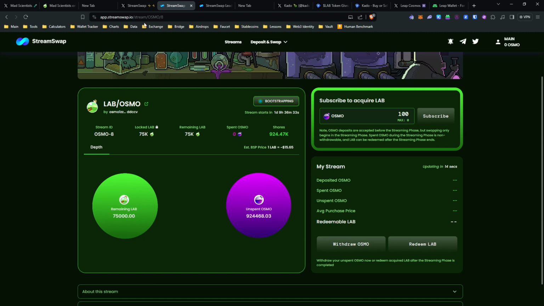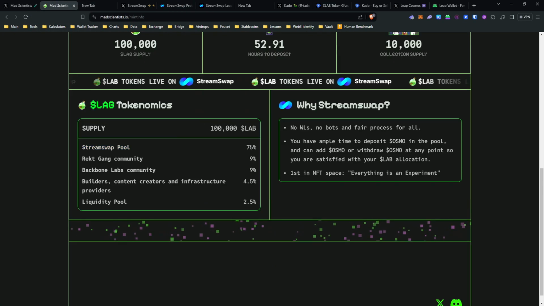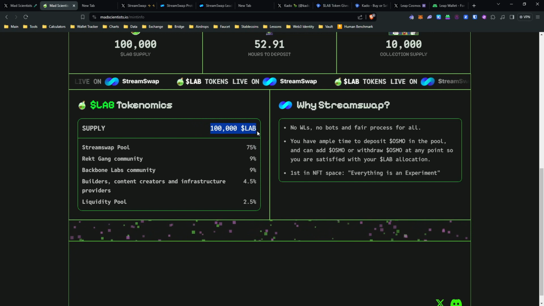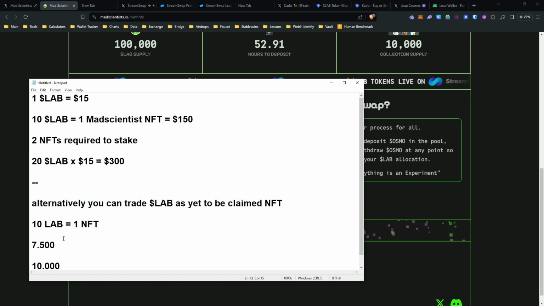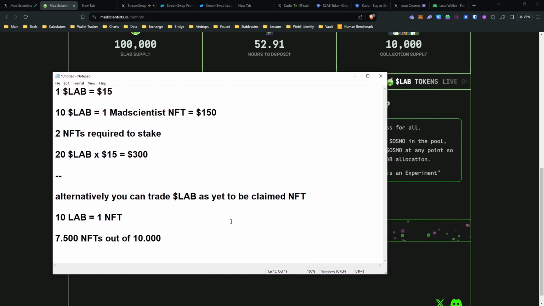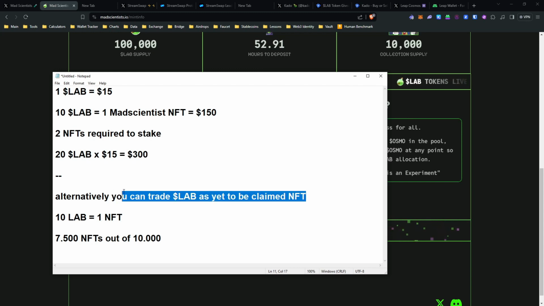And given, if we go back to their homepage, 75% of the total lab supply is allocated to the StreamSwap pool. This means that 7,500 NFTs out of 10,000 is essentially allocated to the StreamSwap people. So yeah, who knows? You could play both ways: mint NFTs, stake them, or just hold lab and then trade that. That is completely up to you, and you have to apply your own strategy there.